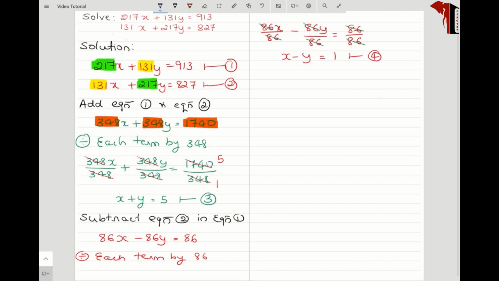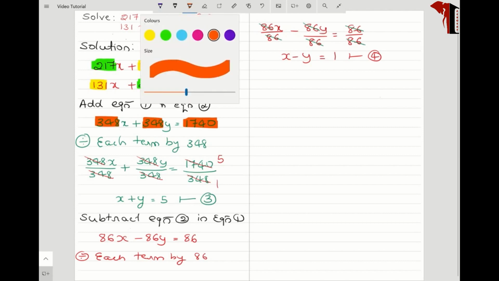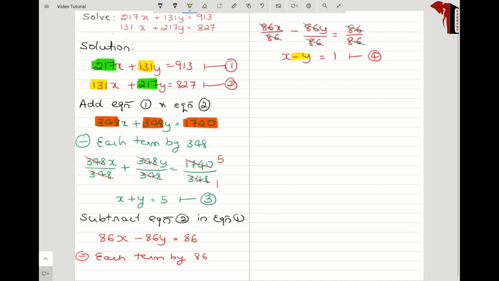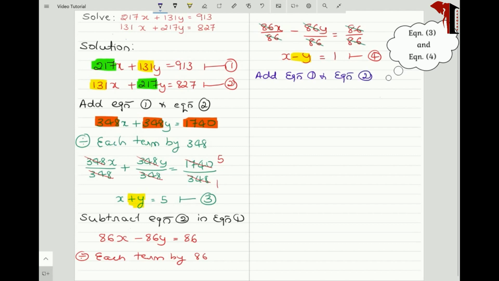What will you do? See, here it is clear that in both the equations the y has an opposite sign. Here it is minus y, here it is plus y. That means if I add these two equations, the y gets cancelled. So add equation 1 and equation 2. That means x plus y equals 5 and x minus y equals 1. So these y's get cancelled.